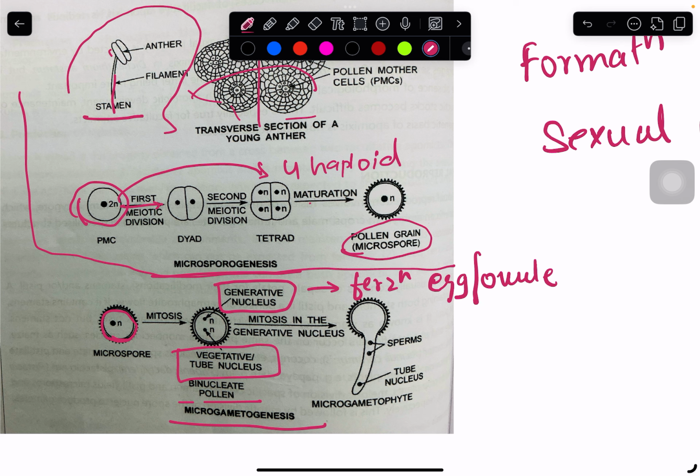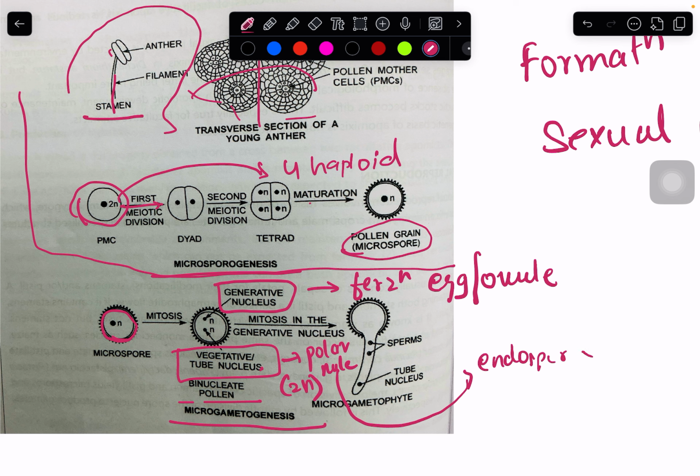The generative nucleus is directly involved in fertilization with the egg, that is the female gamete in plants, and the vegetative nucleus fertilizes the polar nuclei and forms the endosperm. As you know, the polar nuclei are diploid in nature. There are 2 polar nuclei, and the endosperm is triploid in nature, because the 2 polar nuclei are fused by a vegetative nucleus.